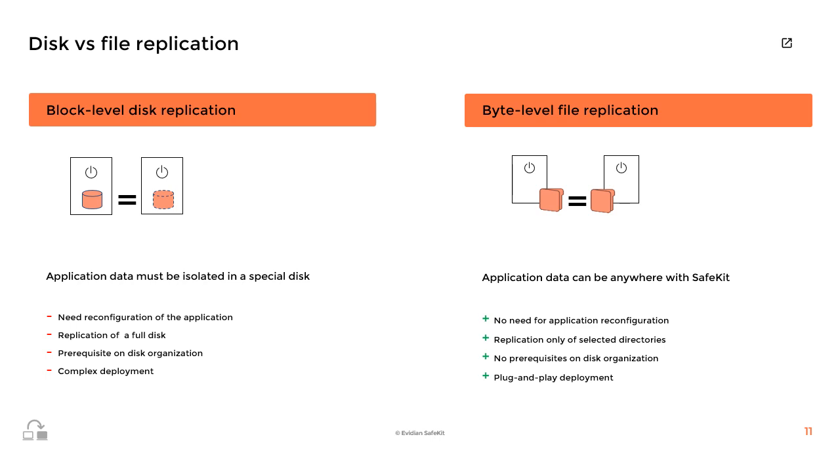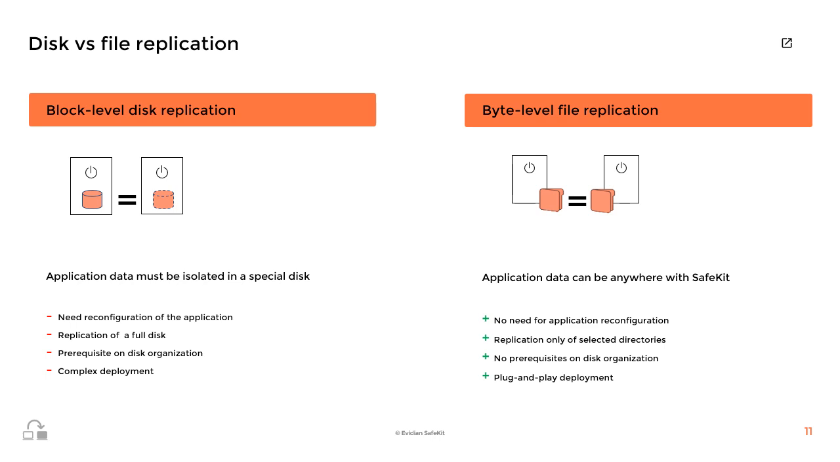The disk-level replication has a significant impact on the organization of application data. All data must be localized within a special replicated disk, which requires reconfiguring the application. In some cases, it may be impossible to replicate data if they reside on the system disk, as this disk must remain specific to each server. Additionally, the recovery time increases due to the need for a file system recovery procedure on the replicated disk after a failover. Now, let's move on to byte-level file replication.